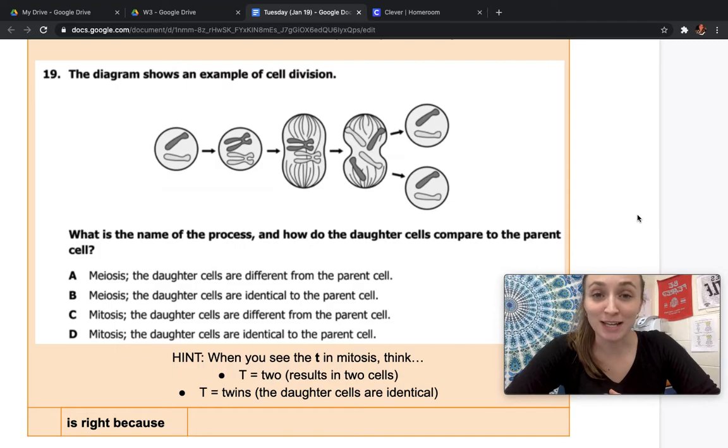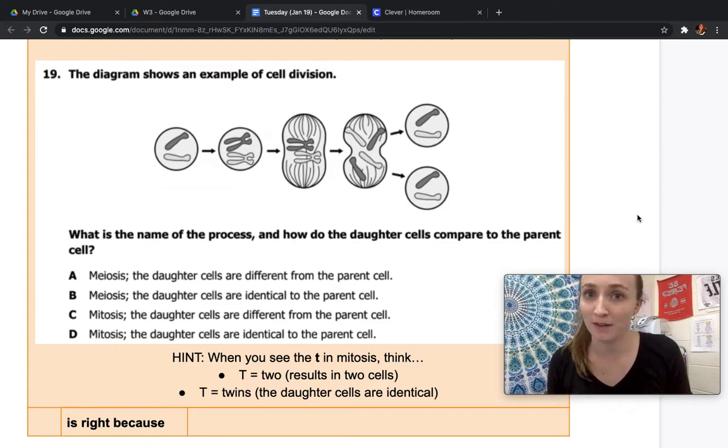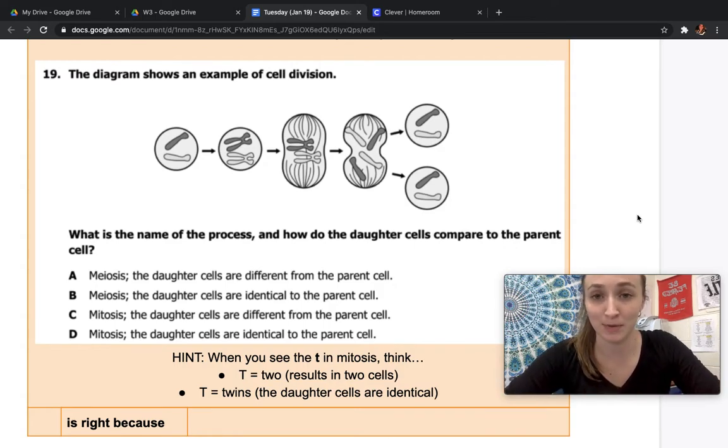So let's read our bell ringer. This is also from the benchmark 2, and we honestly did not do too bad on this one, but we just got two questions mixed up, so we're going to really flesh that out today. So let's do it. It says the diagram shows an example of cell division, and there's our diagram showing a cell dividing. So what is the name of the process, and how do the daughter cells, or the resulting cells, compare to the parent cell, or the original cell?